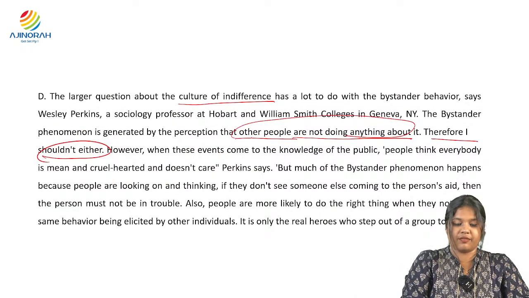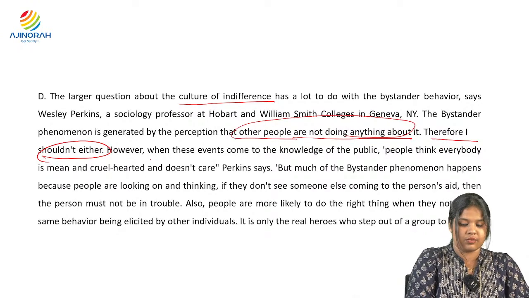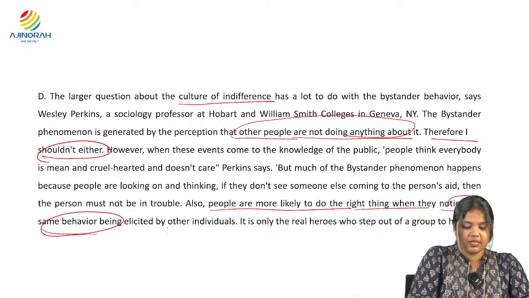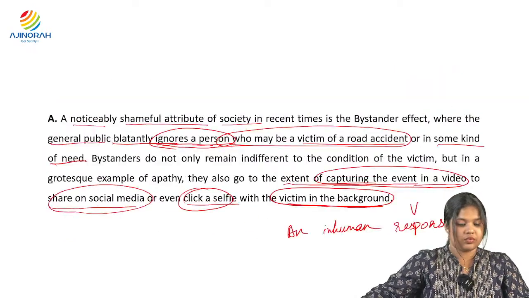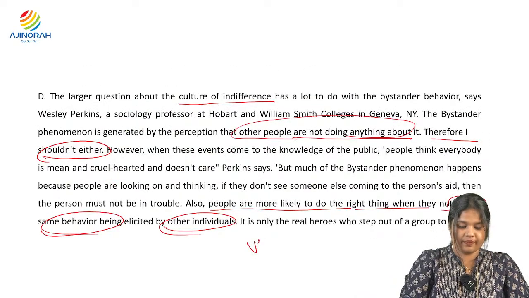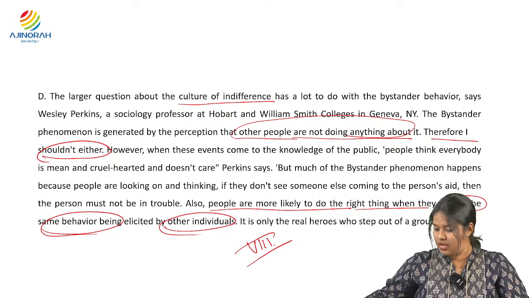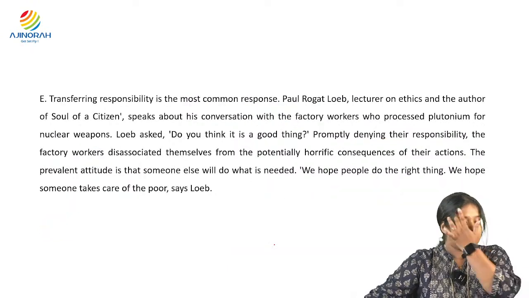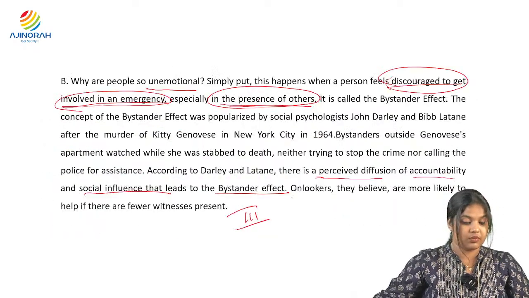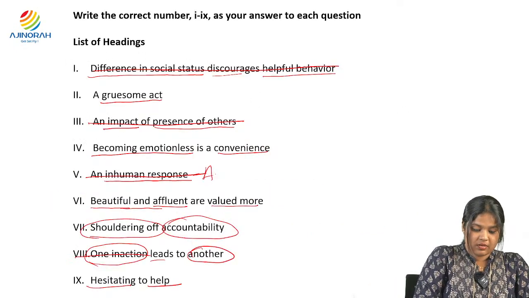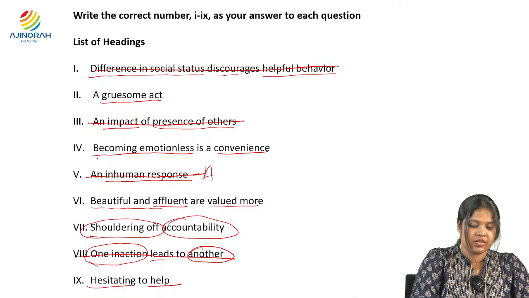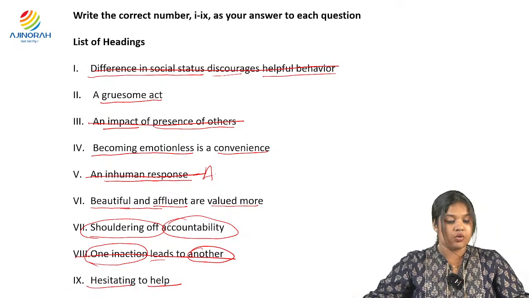If it is said that nobody is doing anything, then why should I? And it's also said here that people are more likely to do the right thing when they notice the same behavior elicited by others. So, one inaction leads to another. That's the answer for the fourth paragraph. Now, the sixth one: transferring responsibility is the most common response. I forgot to strike off that one. Okay, now we have hesitating to help, shouldering of accountability, beautiful and affluent are valued more, becoming emotionless as a convenience, and a gruesome act.